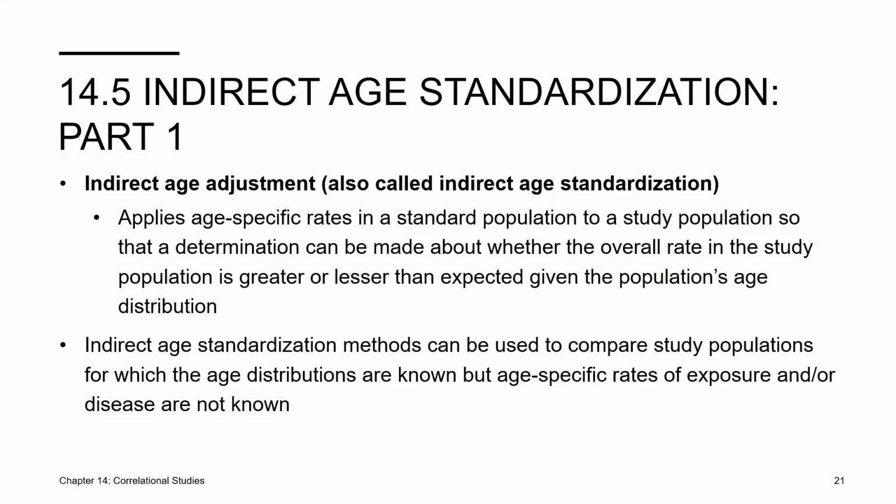Jacobsen also talks about indirect age adjustment. This applies age-specific rates in a standard population to a study population so that the determination can be made about whether the overall rate in the study population is greater or lesser than expected, given the population's age distribution. Indirect age standardization methods can be used to compare study populations for which the age distributions are known, but age-specific rates of exposure and/or disease are not known.